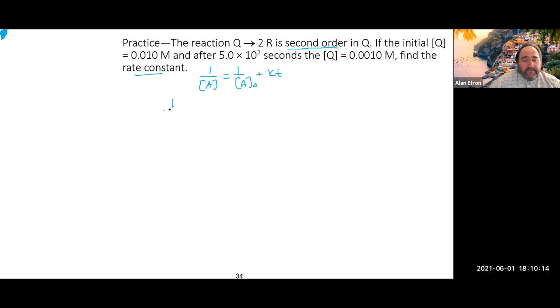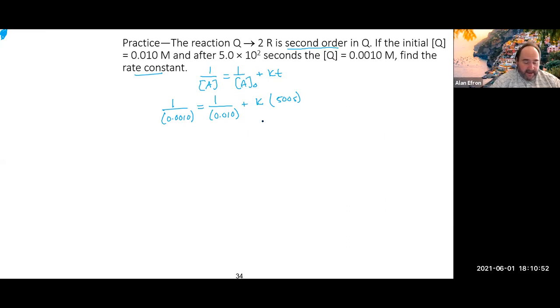So our final would be 1 over 0.0010, which is equal to our initial, which is 1 over 0.010. I got all the zeros there. Plus the rate constant, which is what we're looking for, and our time, which is really 500 seconds in this case. Obviously, they would need to tell you that it's second order, since you're trying to find the value of the rate constant, and you would have no other way of determining what order it was if they didn't tell you that.